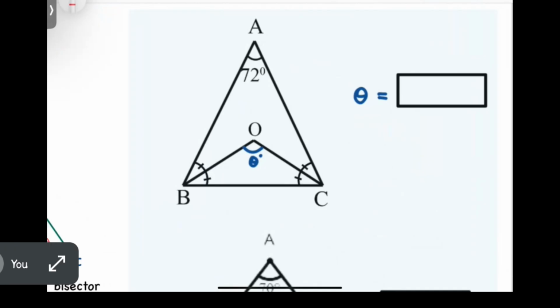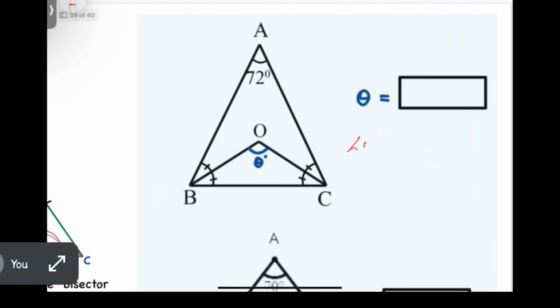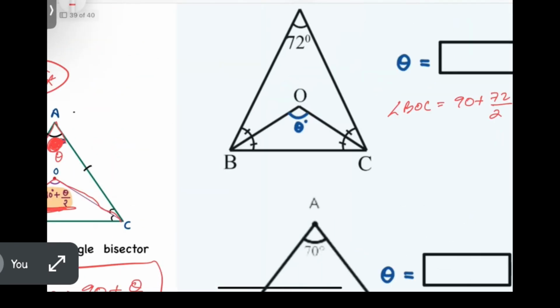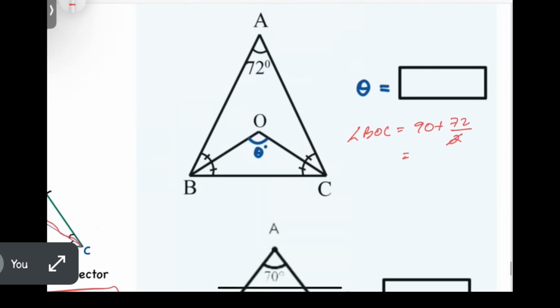So if this is 72 and we are asked to find theta, the formula was angle BOC, if it is inside, 90 plus theta by 2. 72 divided by 2, plus, because it is inside. So how much is it? 90 plus... 2 3s are 6, 2 6s are 12, which means 36. So our theta here is 126. If my calculation is not wrong, theta here is 126.